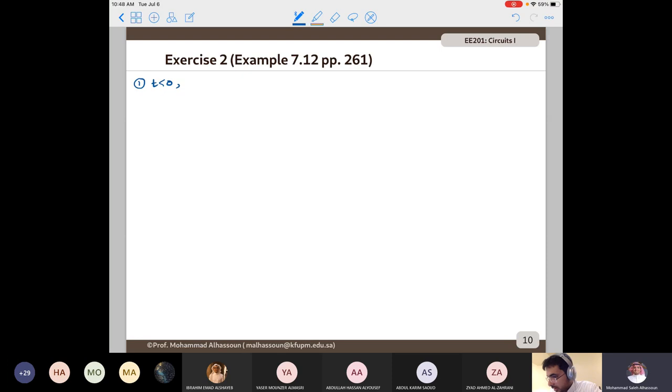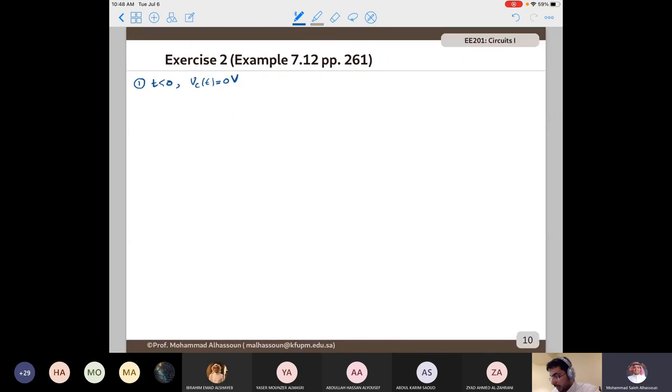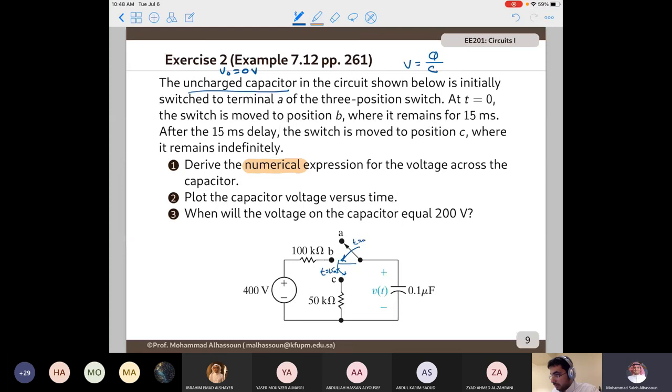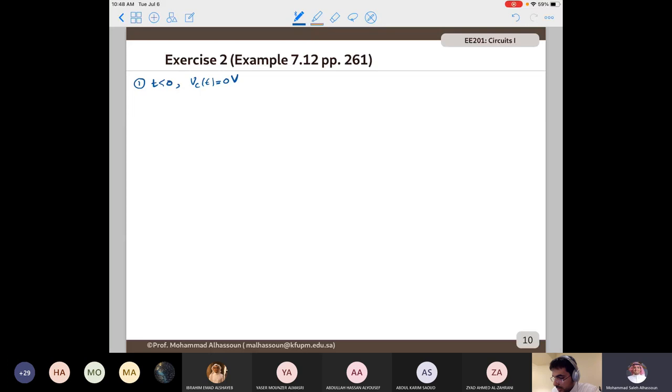So let's start with t less than zero. We know that the initial voltage is zero because we are told that the capacitor is uncharged. First of all, we don't need to do any analysis here because the voltage across the capacitor is zero. It's not connected to any circuit element. Then let's consider the next case.